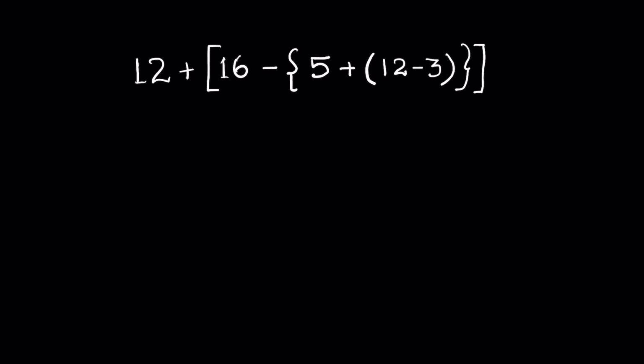12 + [16 − {5 + (12 − 3)}]. How to solve this? This is a question of order of operations.